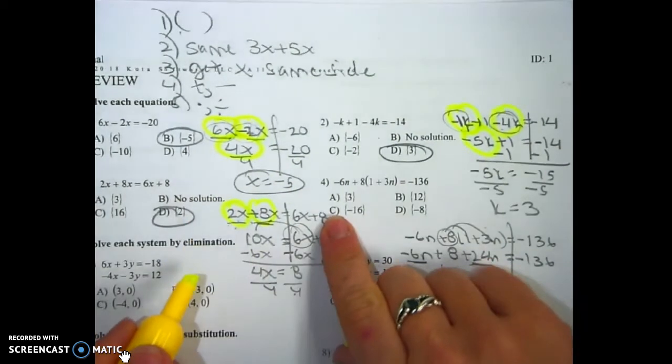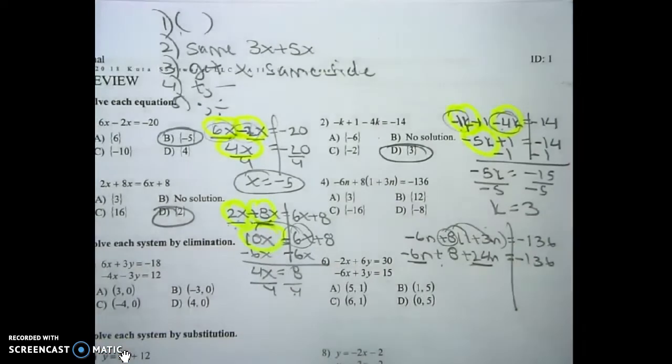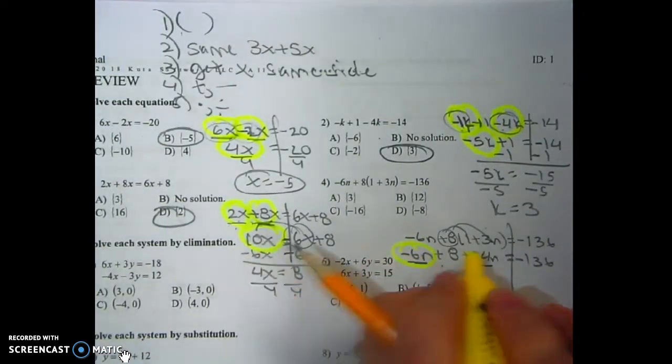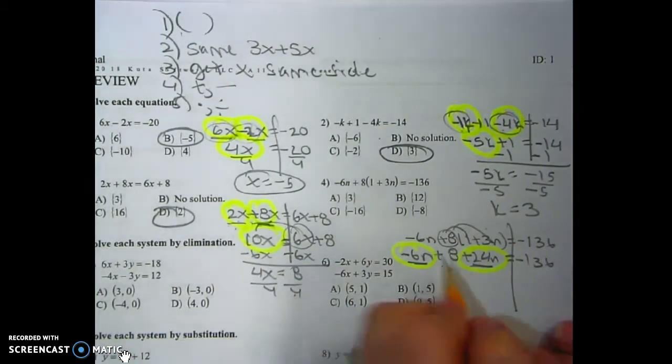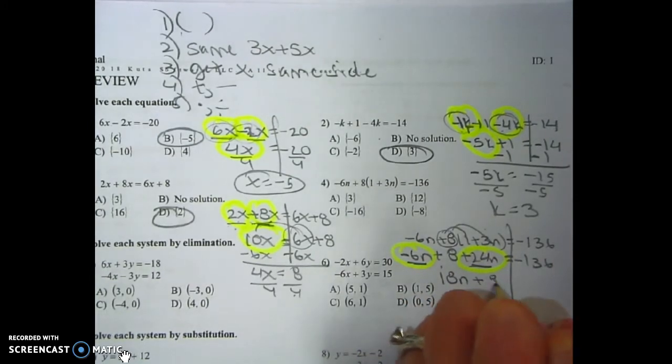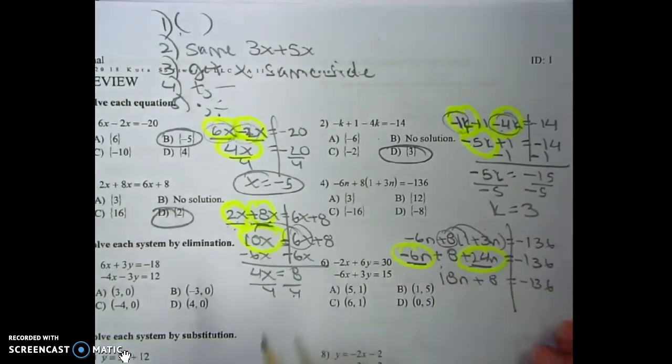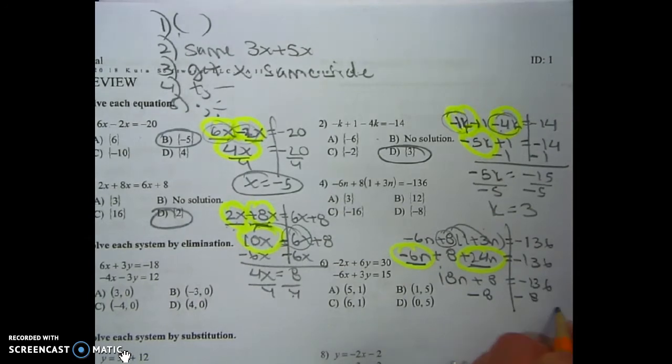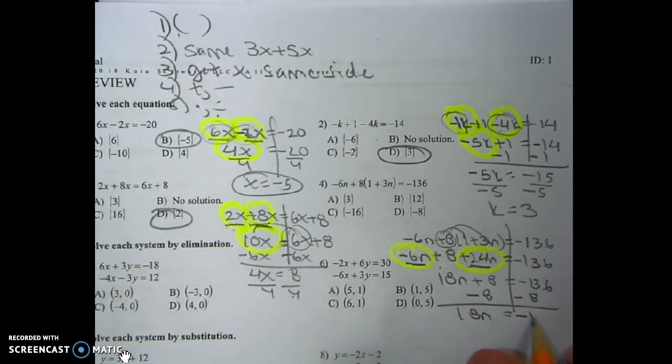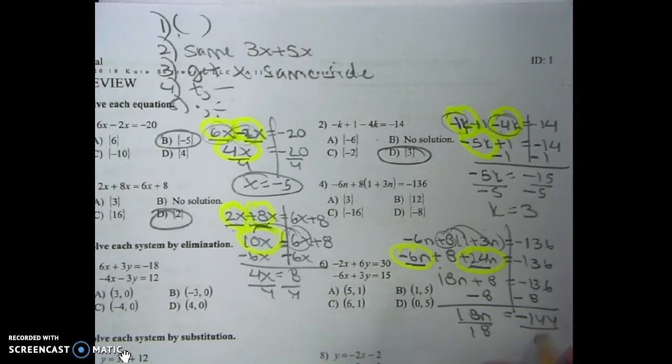2x, 8x, that's on the other side, don't do it. 10x. Okay? So -6n, 24n, 18n. Use your calculator. Now subtract 8. 18n equals -144. Divide by 18.